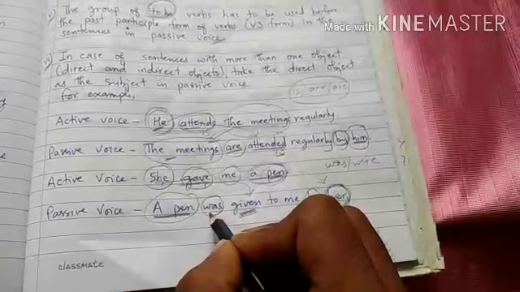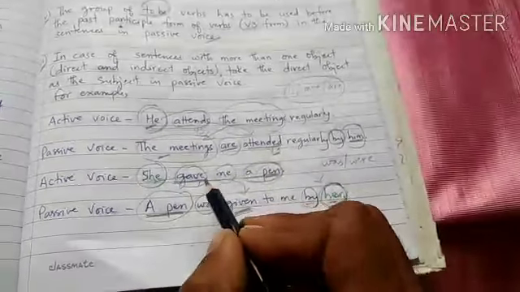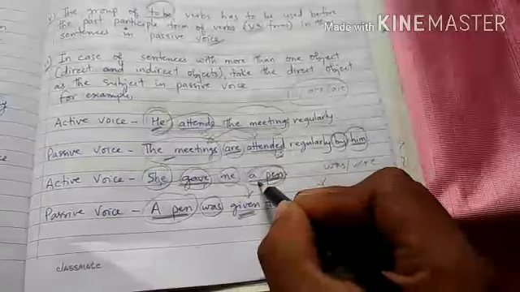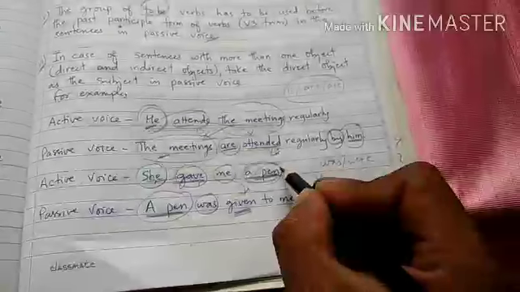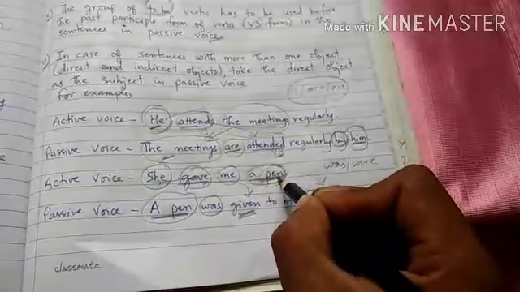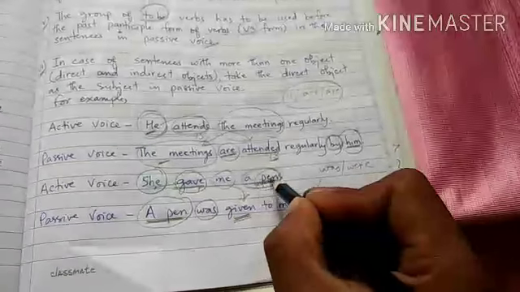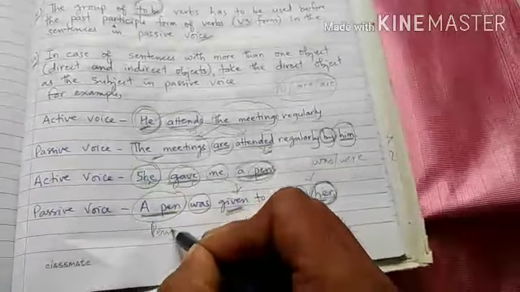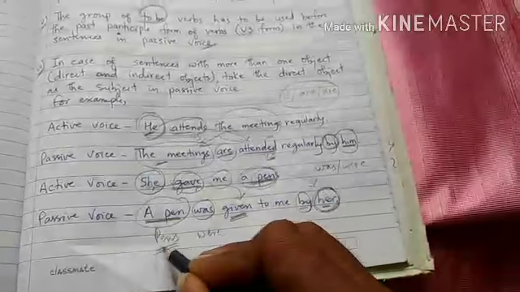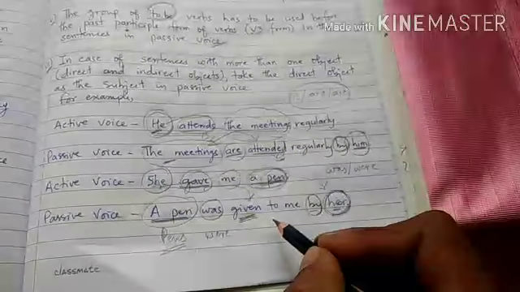So was. Now if the sentence in active voice were in plural with a plural object, like she gave me pens. If pens is here, then pens is plural. So now if we change this sentence into passive voice, what would be here? Pens. So we have plural. So we would have pens were given to me by her.